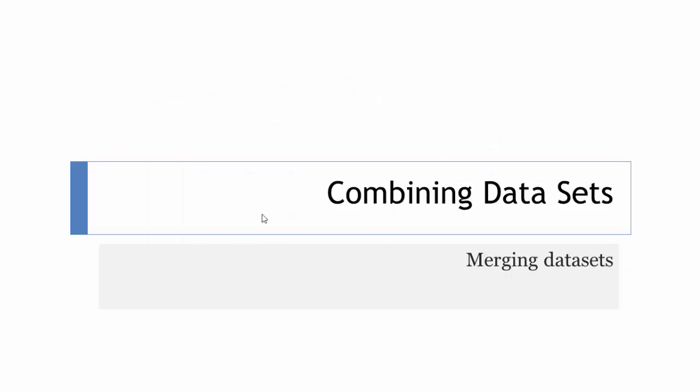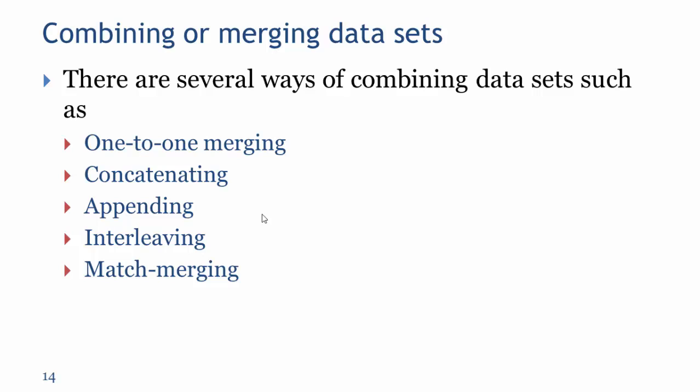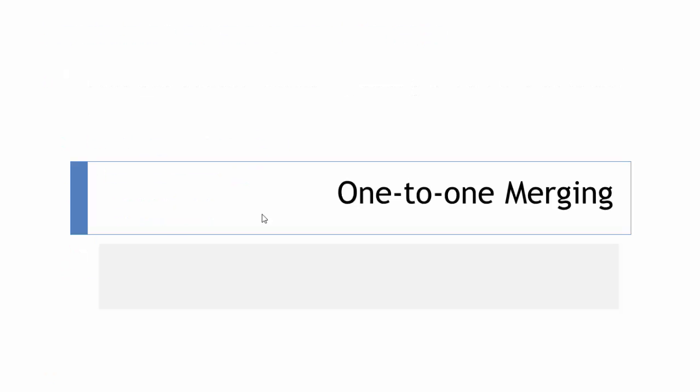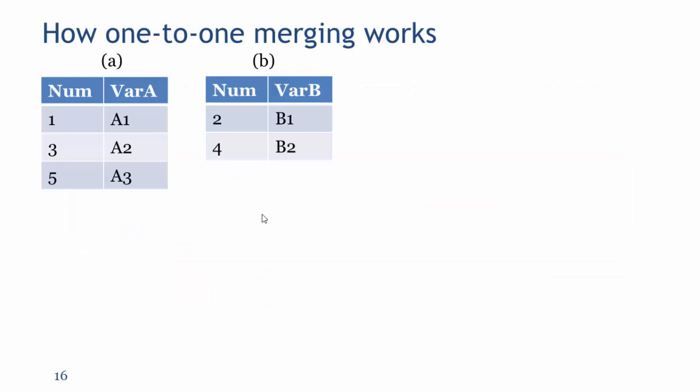Now in this segment of the video, I'll show you how to combine different SAS datasets. There are several ways of combining datasets, such as one-to-one merging, concatenating, appending, interleaving, and match merging. Let's talk about one-to-one merging. So let's talk about how one-to-one merging works.